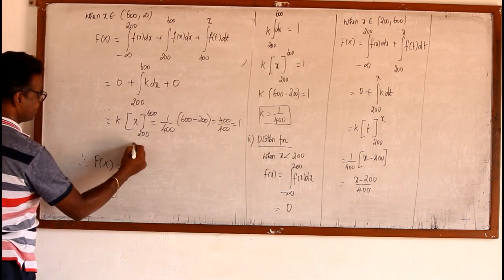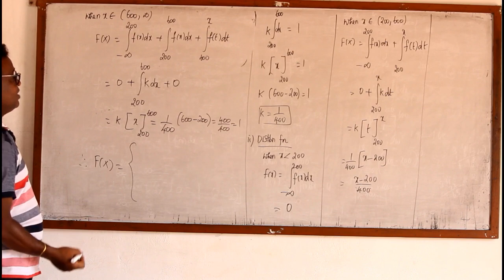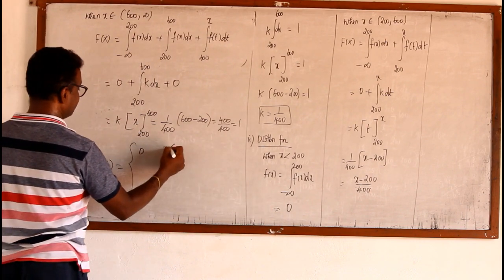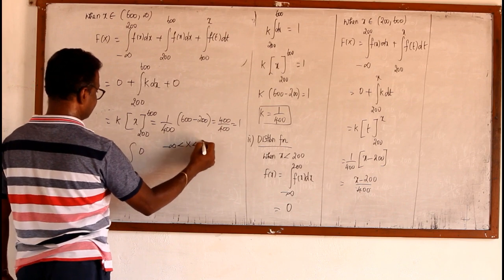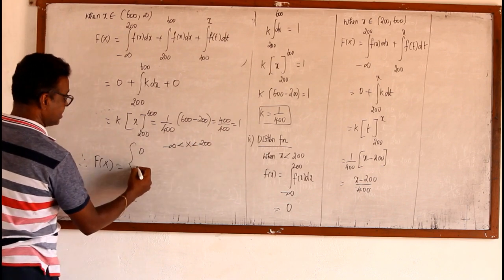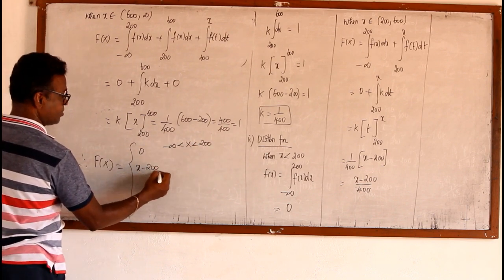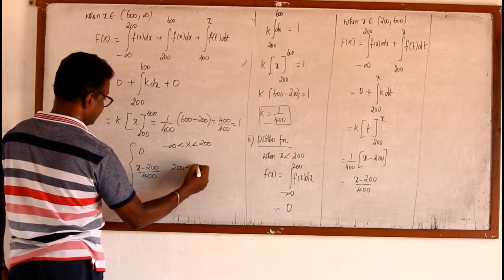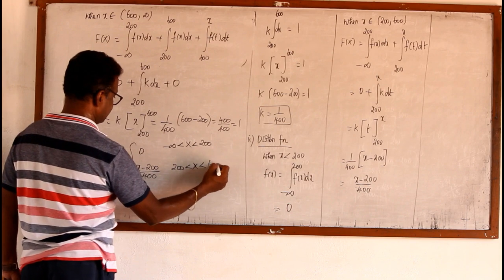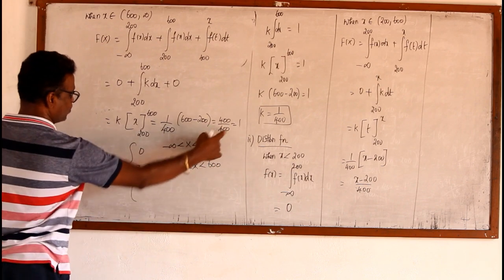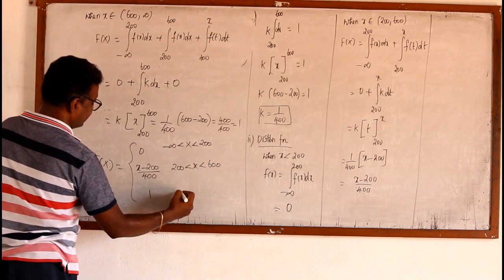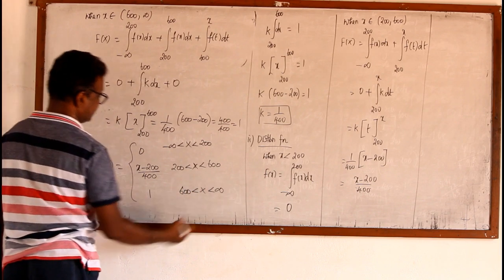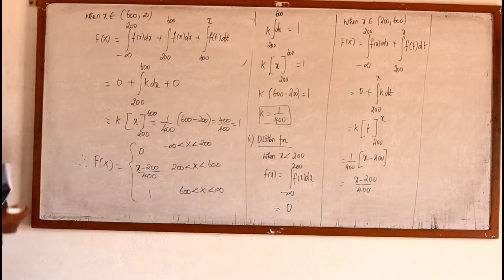Capital F of x is, first value is, distribution function is 0 for minus infinity less than x less than 200. Then it is (x minus 200) by 400 for 200 less than x less than 600. Then it is always 1, the final value, for 600 less than x less than infinity. This is the distribution function.